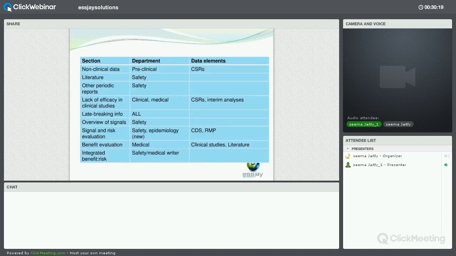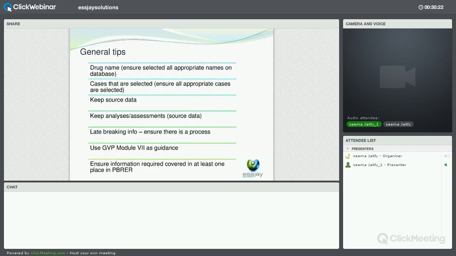Okay, I'm going to come on to these two in a second, but I've just put here some general tips. I think you need to be sure that you're picking the right information from your database. So this goes even before the PBRER format. You need to be sure that you're pulling all the relevant cases for your product and that you are selecting the appropriate cases as well. So if you had, for example, a tick box for pregnancy, make sure that's ticked and that would be pulled out for your pregnancy listing, because otherwise you'll be missing data and you will not be reviewing the appropriate data for that area that you're looking at.